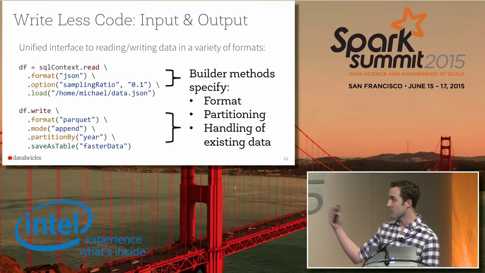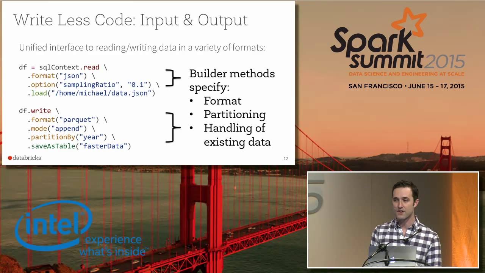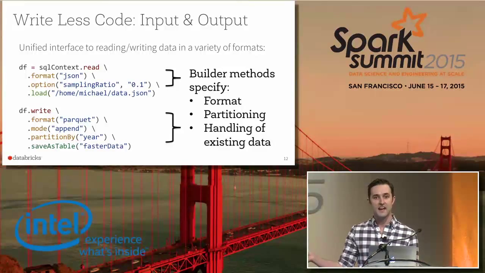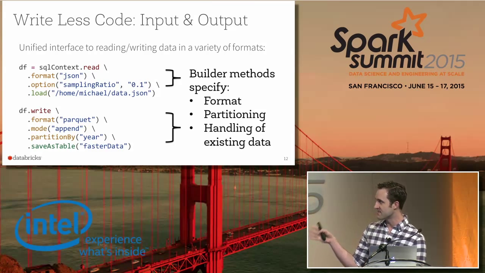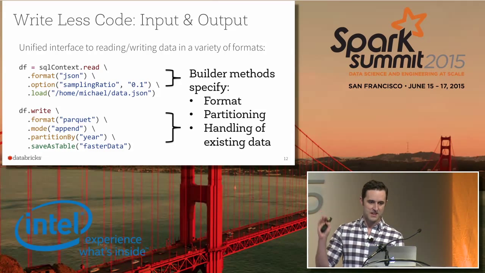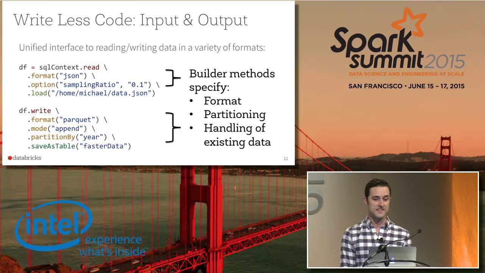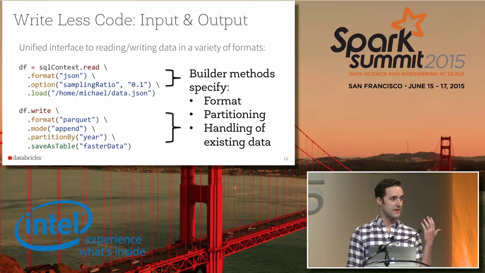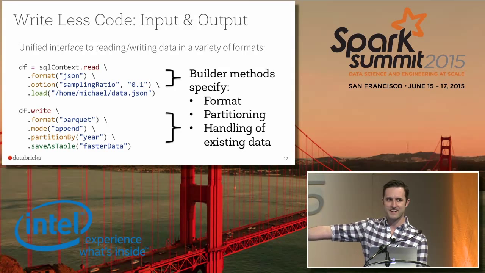So in this example, I'm reading in a JSON data set. One of the cool parts about our JSON support is that we actually sample the data set to figure out what the schema is, so you don't have to tell us what the columns are. In this case, I'm saying I only want to sample 10% of the rows. And then I say load the data from this file on disk. And then to write out, very similarly, if I want to convert this data from JSON to Parquet, by the way, this will give you huge speedups if you're reading your data multiple times.